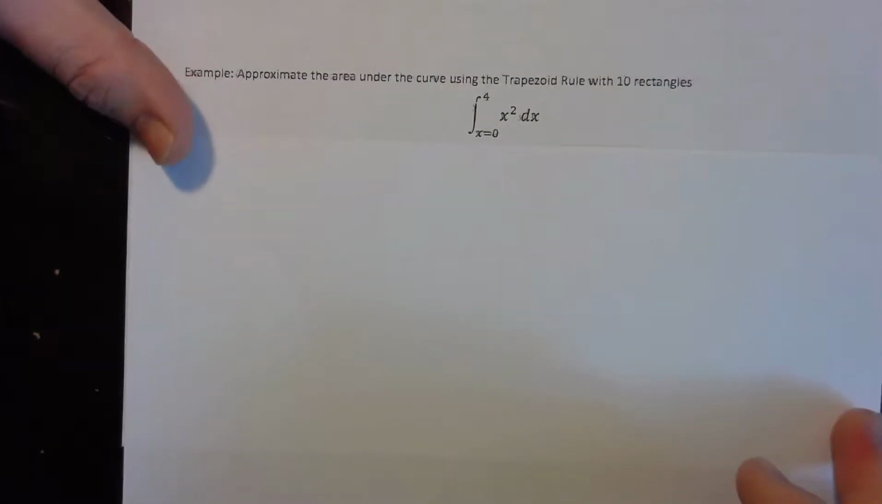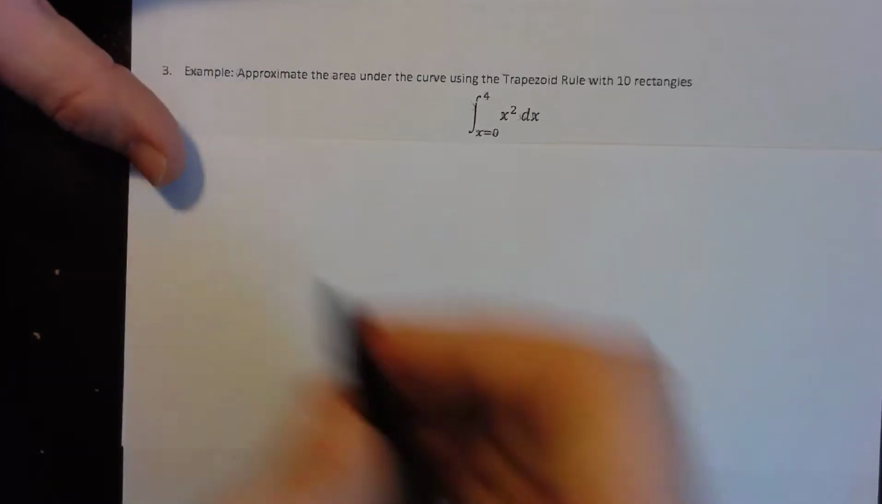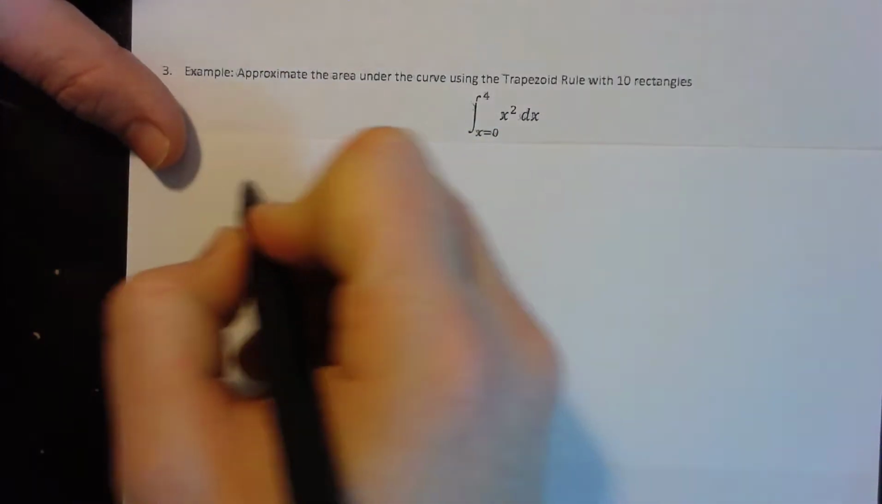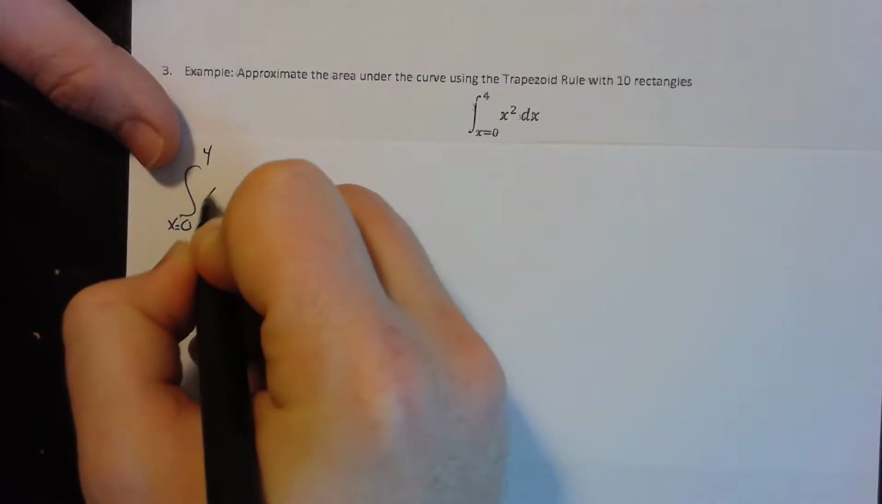In this video, we'll be looking at another more complicated example of the trapezoid rule, specifically a trapezoid rule that has 10 rectangles as opposed to 4. Now, in this particular integral, we're going to start off with the integral from x equals 0 one more time to 4 of x squared dx.